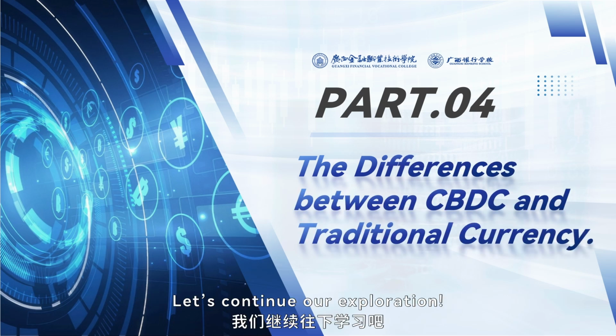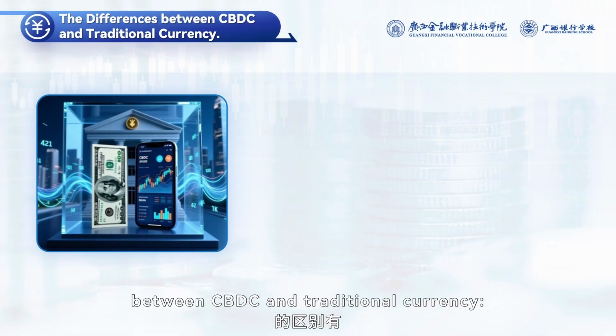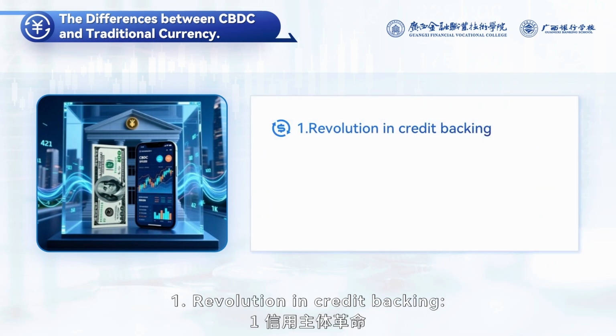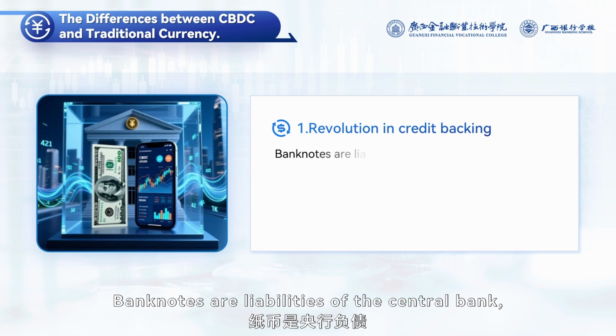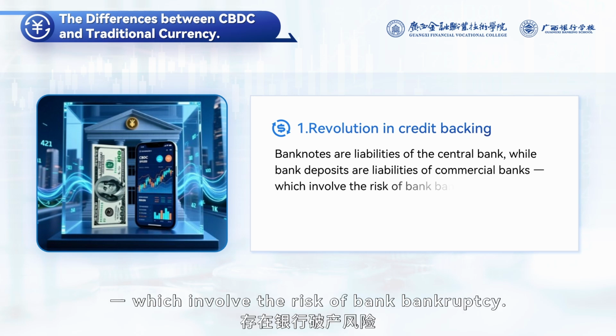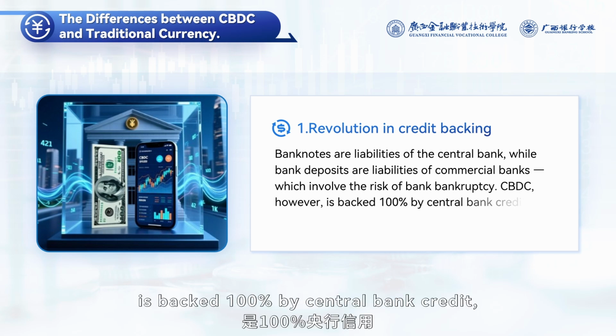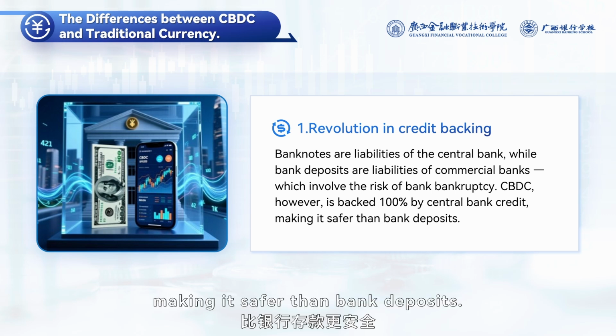Let's continue our exploration. The differences between CBDC and traditional currency. 1. Revolution in credit backing. Banknotes are liabilities of the central bank, while bank deposits are liabilities of commercial banks, which involve the risk of bank bankruptcy. CBDC, however, is backed 100% by central bank credit, making it safer than bank deposits.